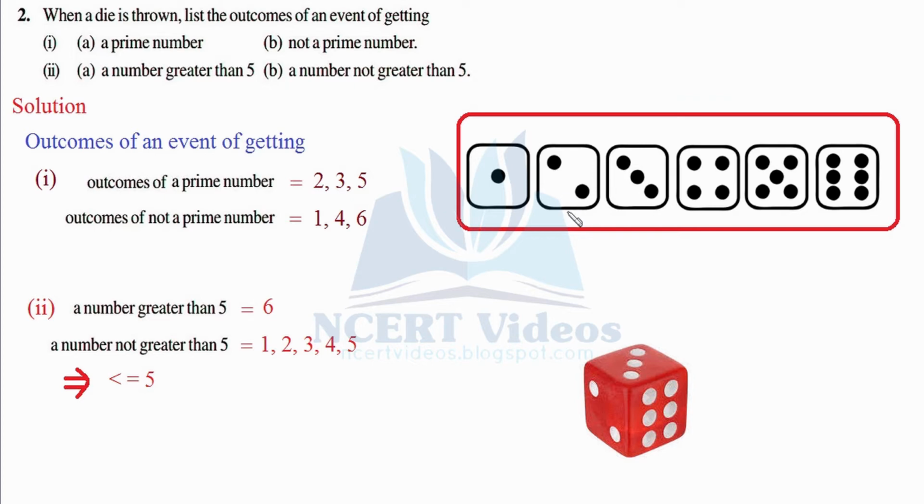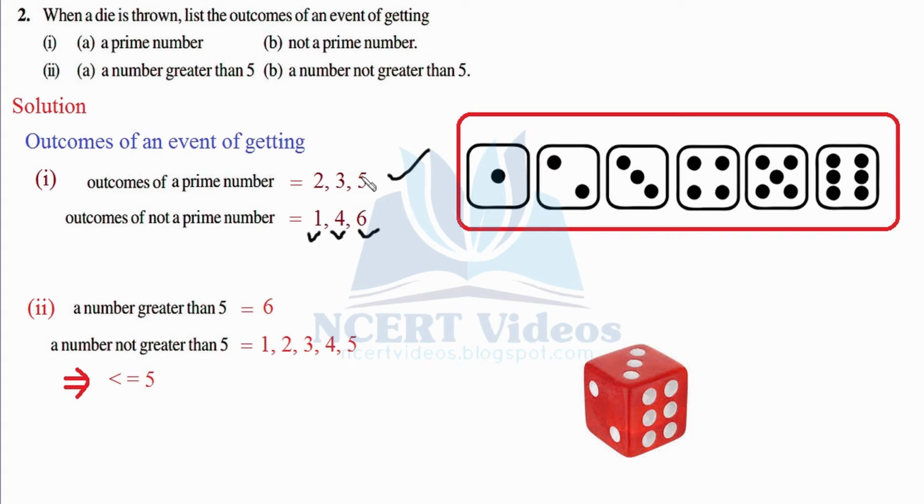A prime number. Well, we know very well from our arithmetic chapters what prime numbers are. The numbers which are divisible by only itself and 1. So we have 2, 3 and 5. We are considering 1 to 6 because a die consists of these faces only. So we write: outcomes of an event of getting a prime number are 2, 3, 5. Simple enough. Similarly, not a prime number. So 1 is not a prime number. So we wrote the same over here. Similarly, 4 is also not a prime number. Therefore, we wrote 4. And the last one is 6. This is again not a prime number.